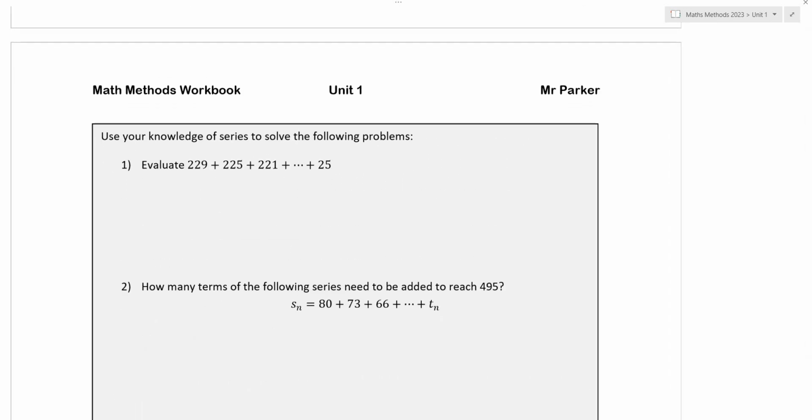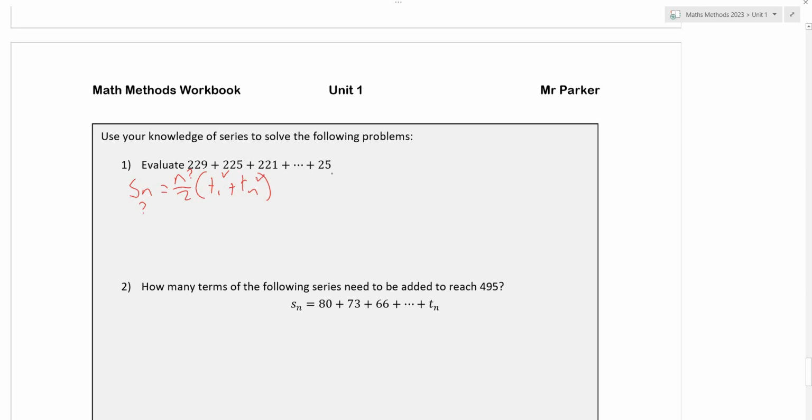Okay, let's go through question 1 first. The first thing we're going to do is write out our rule, and figure out what we need and what we have. Sn equals n over 2, bracket, T1 plus Tn. Do I know what Sn is? No, that's what I'm going to solve for, so that'd be a question mark. Do I know what n is? No, that'd be a question mark. Do I know what T1 is? Give it a tick. Do I know what Tn is?